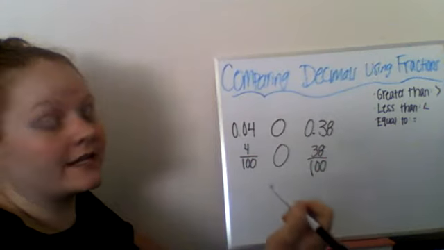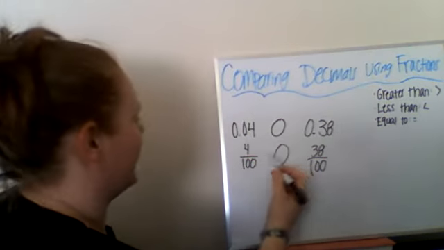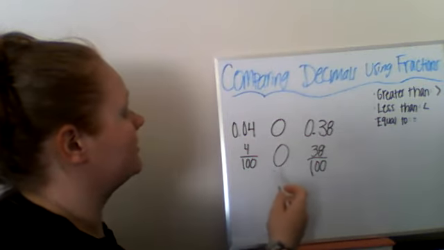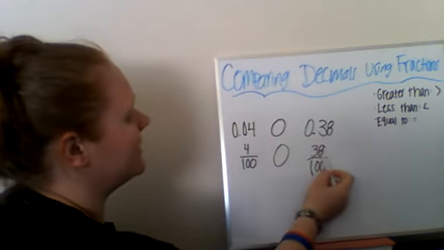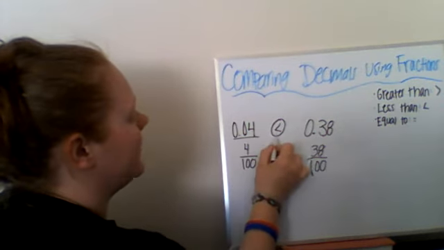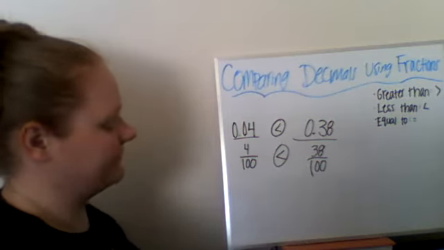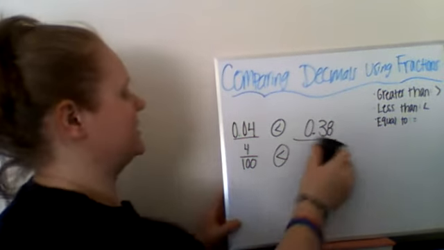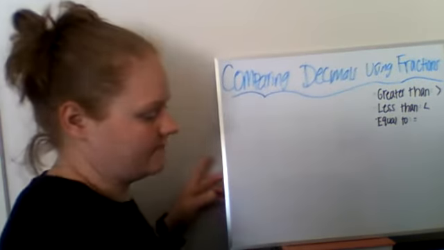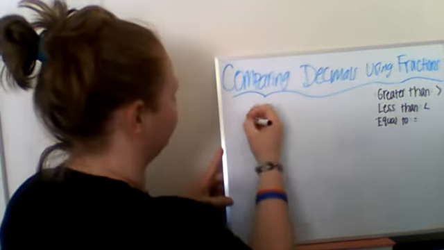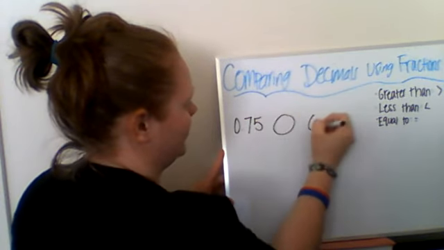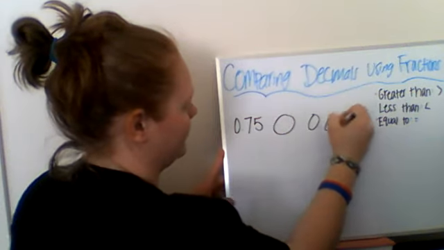Well, now I can clearly see what I have. Okay, I'm going to be looking at my numerators and which one has the greatest value. So 4 is less than 38, so I know 4 hundredths is less than 38 hundredths. Okay, let's look at another example using the fraction form so I can make sure you all know what you're doing. So if I give you the example 75 hundredths, and I want you to compare that to 65 hundredths.